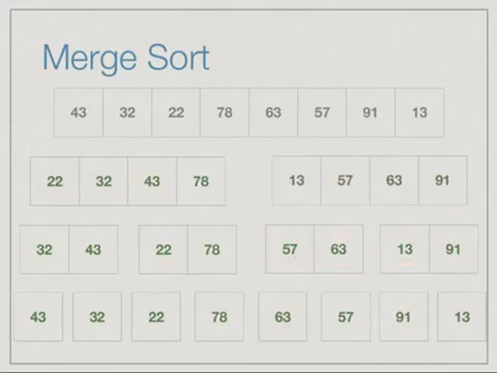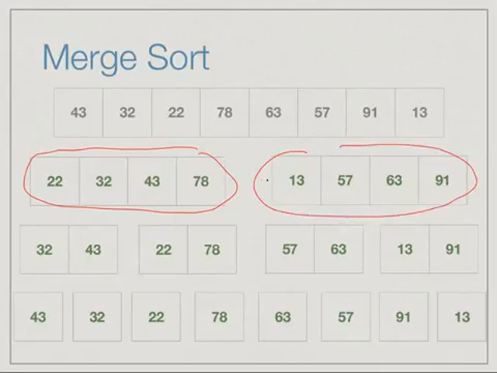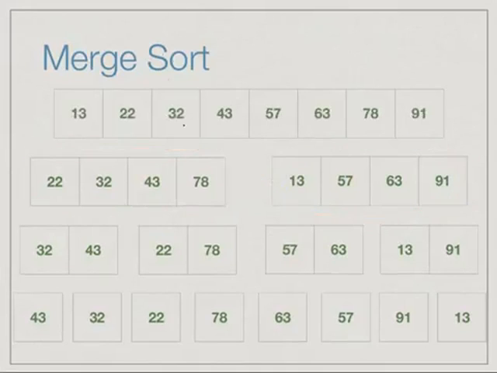Right? So after doing these 2 merges, we have now 2 lists of length 4, each of which are sorted. And now we will end up picking from this 13, and then 22, and then we'll pick 32, and then we'll pick 43, then 57, then 63, then 78, and then 91. Right? So this is how this recursion goes. You first keep breaking it up down till the base case, and then you keep combining backwards using the merge.